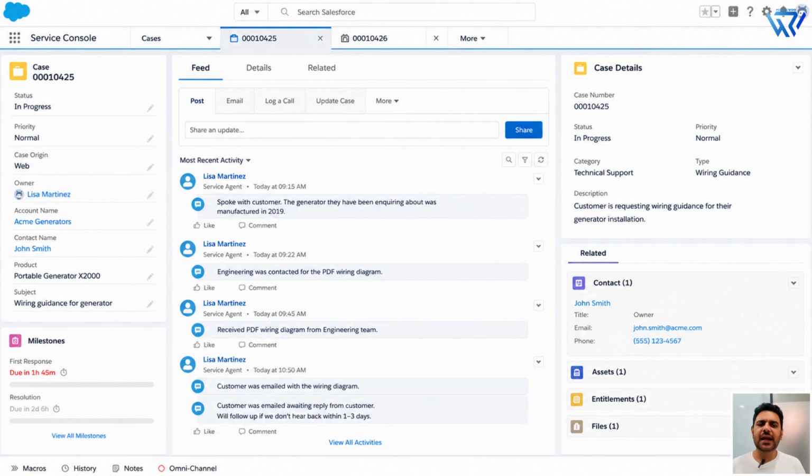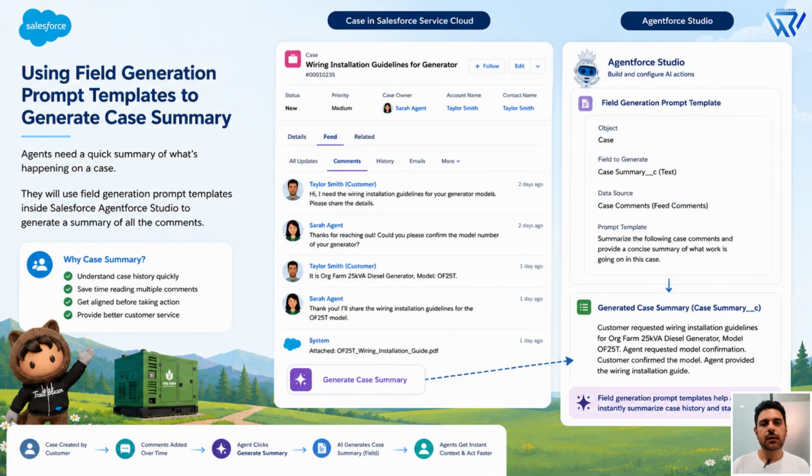Then if they didn't hear back from the customer for 1 to 3 hours or 1 to 3 days, they wrote a case comment, customer was emailed, awaiting reply. They might have written another case comment while they spoke initially with the customer that the generator had a manufacturing date of 2019. So now we will use field generation prompt templates to generate a case summary.